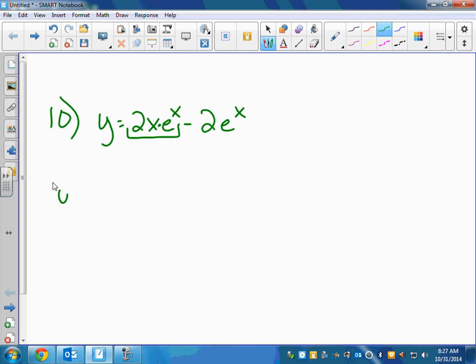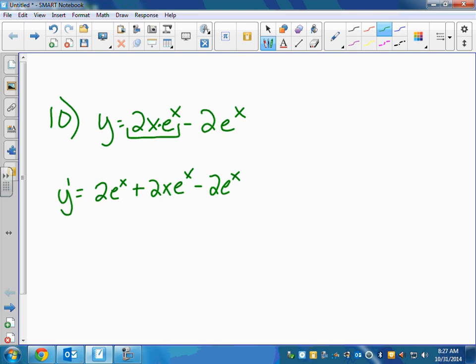So when I'm doing this derivative, I'm going to do the product rule, and the derivative of 2x is just 2, leave e to the x alone, plus leave 2x alone and take the derivative of e to the x, which is e to the x. And then over here, I don't have to do the product rule. And so the derivative of negative 2 e to the x is just negative 2 e to the x, which sometimes feels like that shouldn't be, but it is.